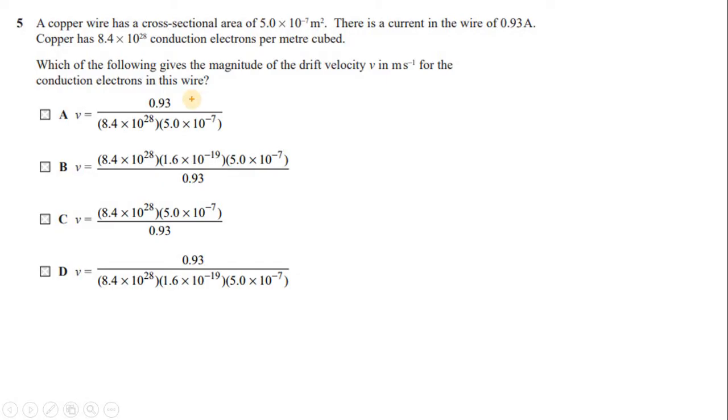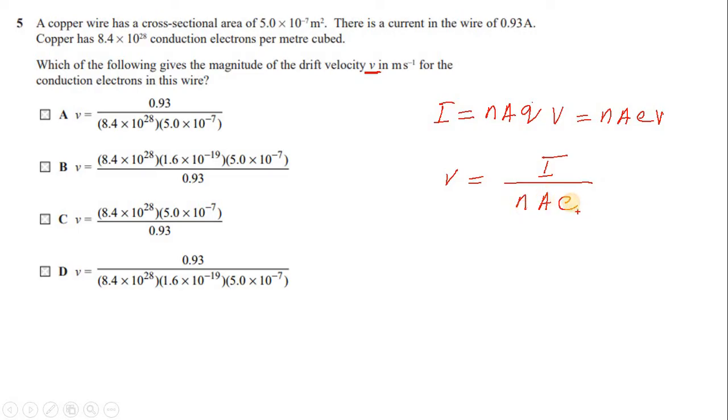The only thing that you need to understand is the transport equation that links drift velocity v, current, area, and these kinds of things. The transport equation is I = nAqv, where q is the charge. In place of q, I'm using the electron charge, so this equation becomes I = nAev. We just rearrange for drift velocity. So drift velocity v would be equal to I divided by nAe.